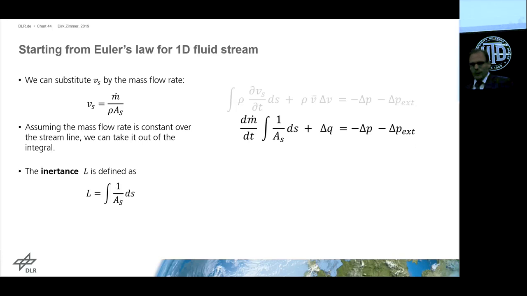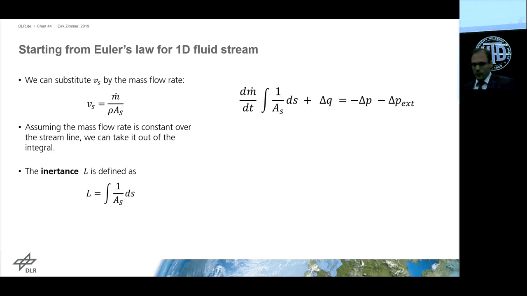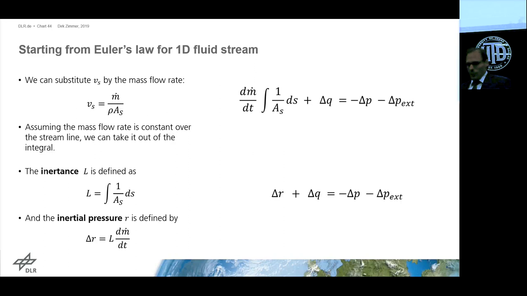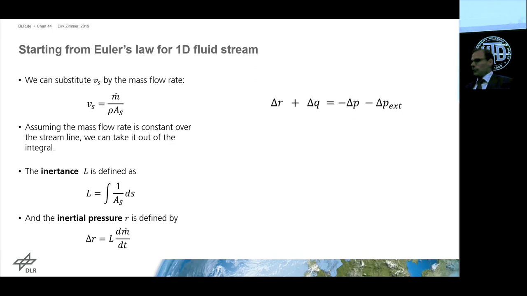And it turns out that I have something like an inertance, which is thankfully only dependent on the geometry of the flow, but not of the thermodynamic state. That is very useful. So I can then simply define an inertial pressure that corresponds to the gradient caused by the inertance. And then I have done nothing else than reformulating Euler's equation as a bunch of pressure gradients. So inertance, pressure, dynamic pressure, static, and then the external.